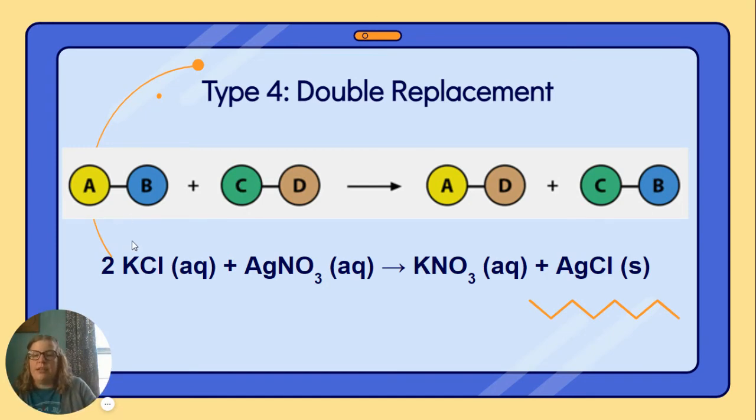So in the case of our example here, I've got potassium and chlorine as partners in my reactants, and silver and the nitrate ion. And then in the double replacement, now the potassium and the nitrate go together, and the silver and the chlorine go together.